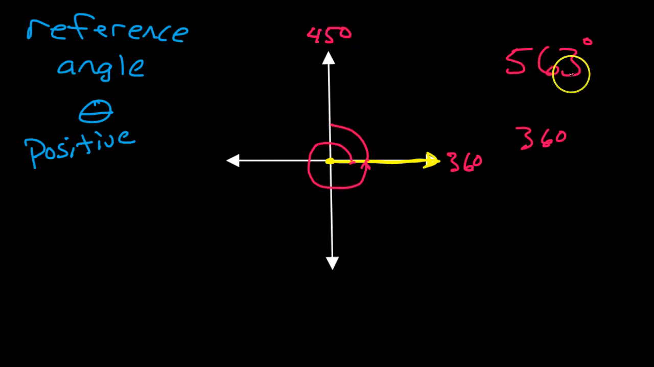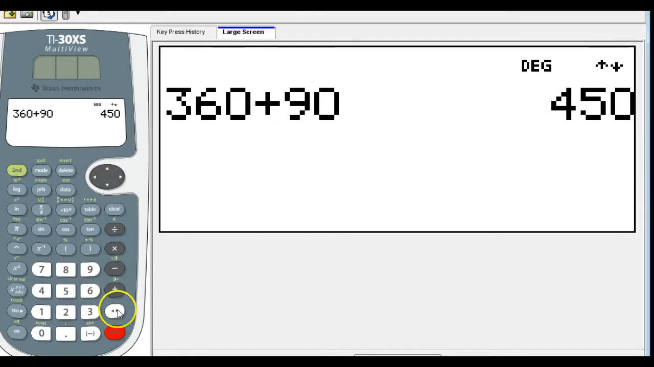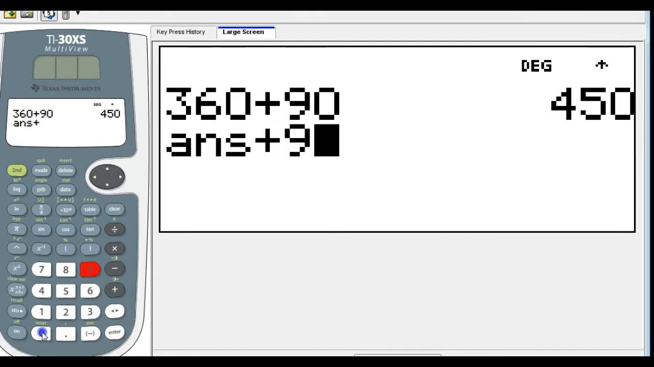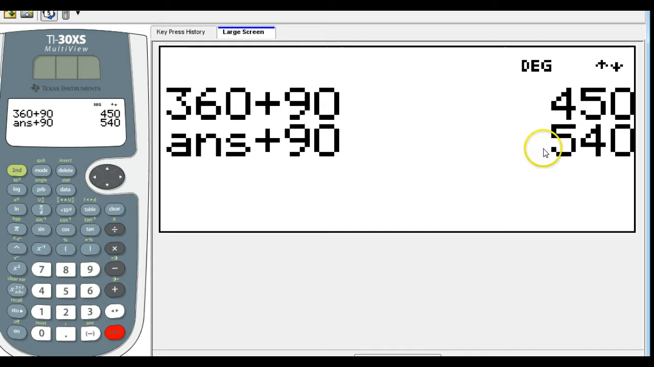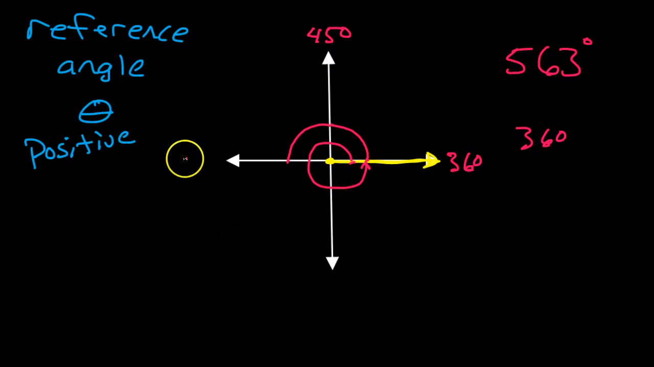I'm shooting for 563. If I go another 90, now I'm at 540 degrees. I'm getting closer. What if I went another 90?